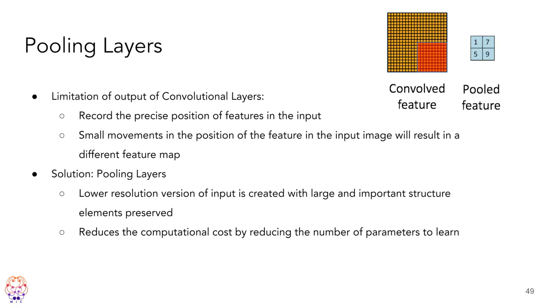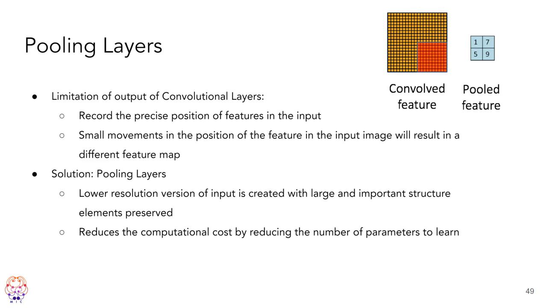So a pooling layer doesn't use a sliding filter like a convolutional layer. It reduces the resolution of the image as a whole in one operation. And this can help solve a limitation of the convolutional layers, which is that they record the precise location of the feature in the input.